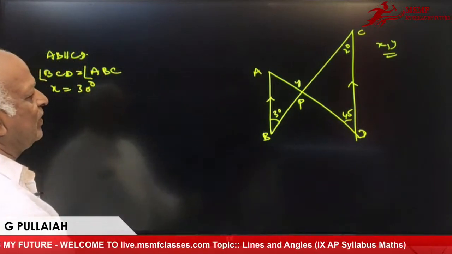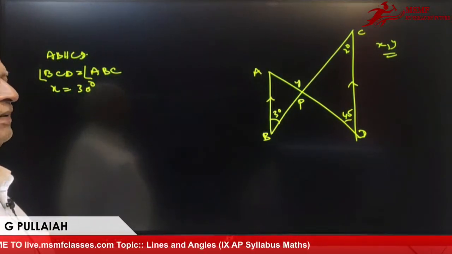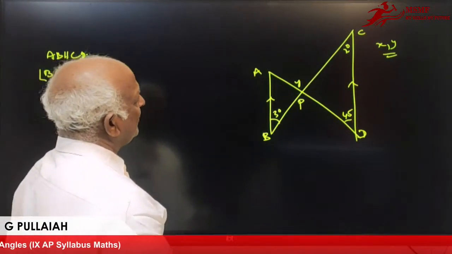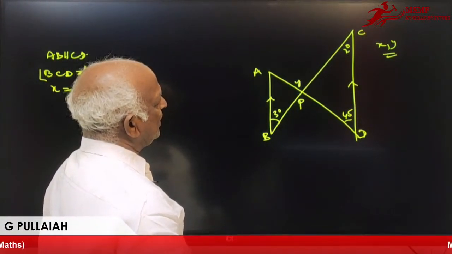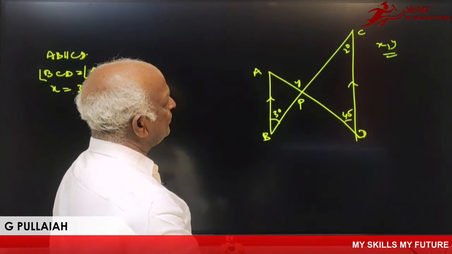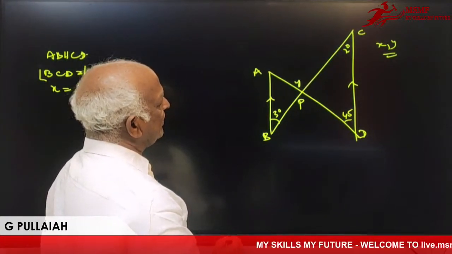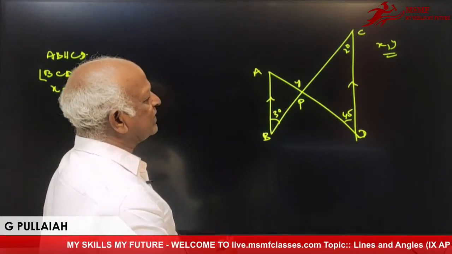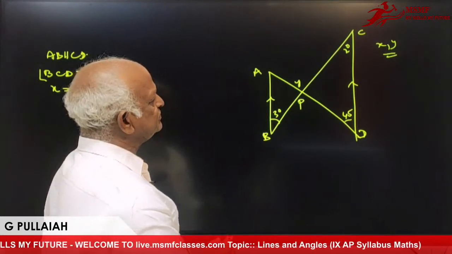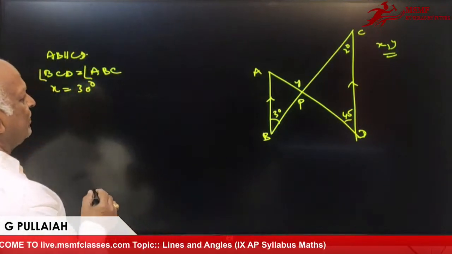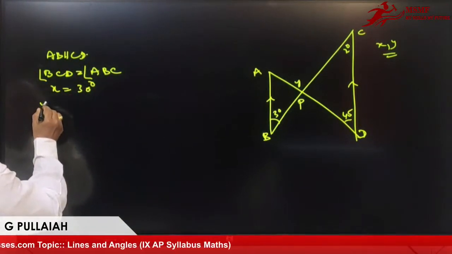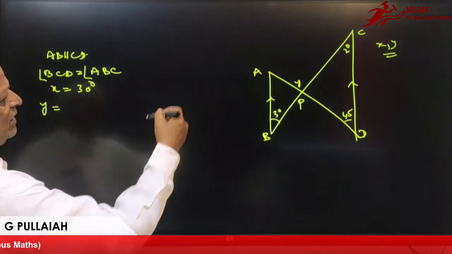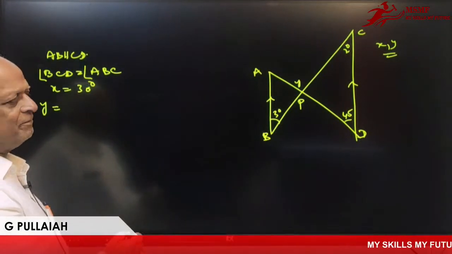Now we are expected to find the value of y. So y is an exterior angle. y is an exterior angle formed by producing PD of triangle PCD. Agreed? So here y is equal to, let us take one triangle. You can take any of the triangles, no problem.